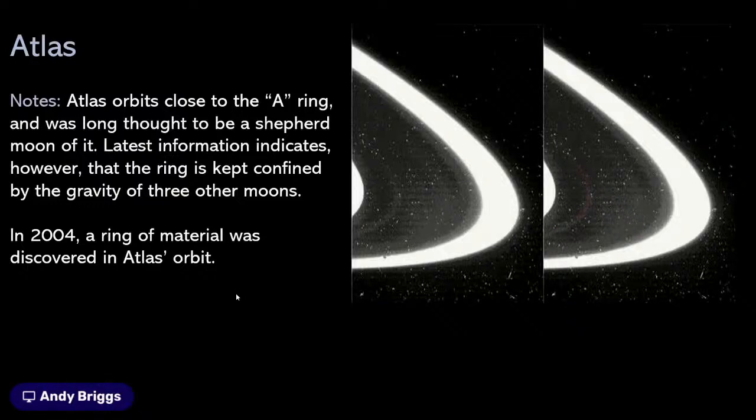But in that case, if it's not picking up material like a shepherd moon does, how does it get that ridge around its equator? Well, something that Cassini discovered in 2004 was a ring of material within the orbit of Atlas. This is the material that Atlas has swept up and has formed that ridge around its equator. That answers the question. So there you are.